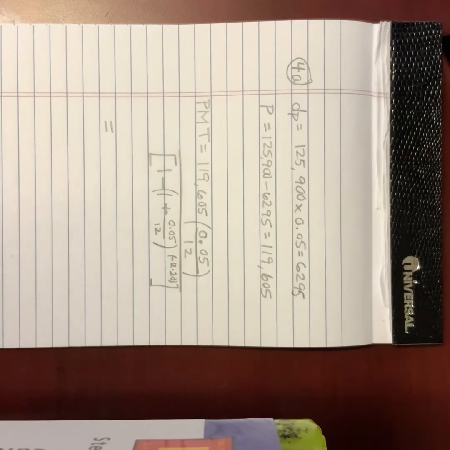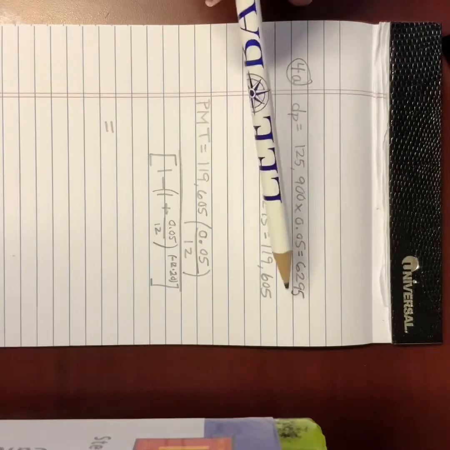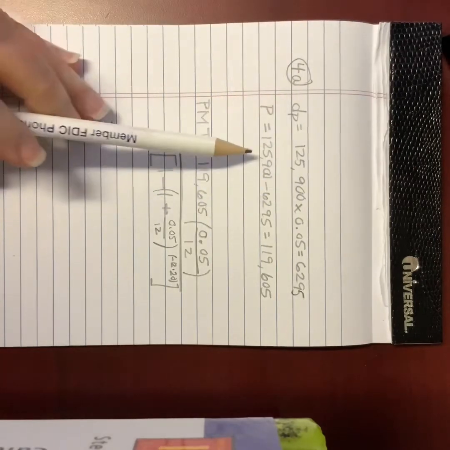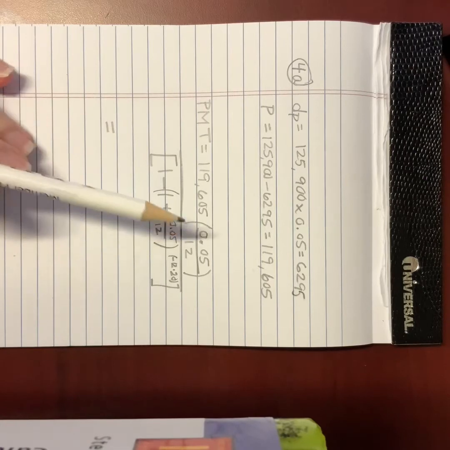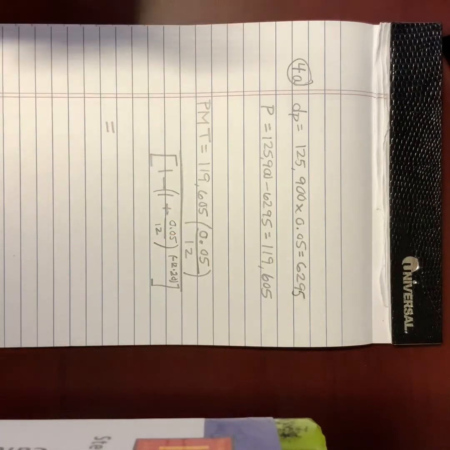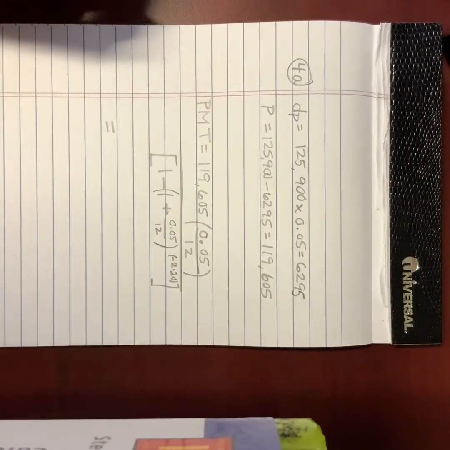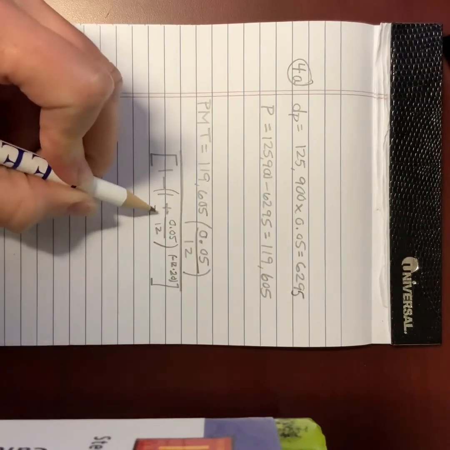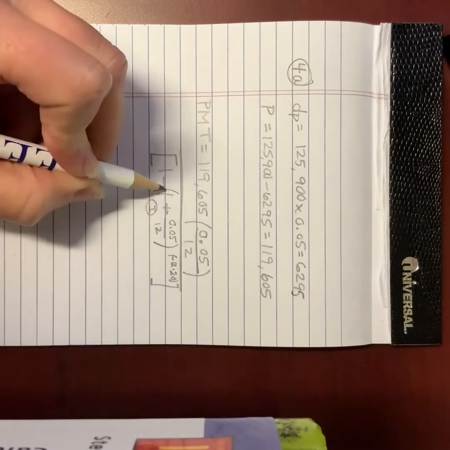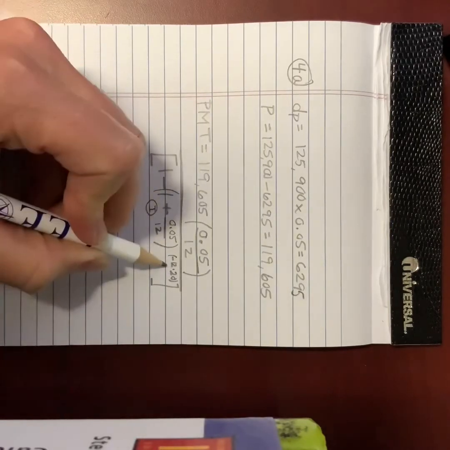Okay, so let's take a look at number 4, part A. So what I've got here is the calculated down payment. We subtract that from the cost of the house, and then this is the equation that we were working with in class. So if you want to think of these and order these for the operations you're going to put into your calculator, 1 is going to be your items in parentheses down here, right?